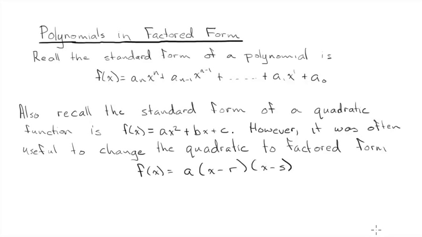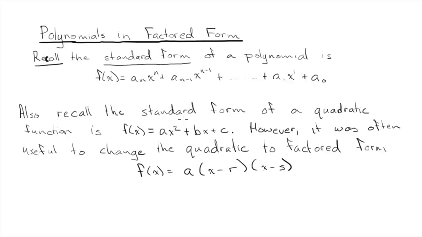In this video we're going to look again at polynomials, but we're going to look at polynomials in what we call factored form. Recall, the standard form of a polynomial looks like this: a_n x^n, plus a bunch of other terms depending on the size of the polynomial. So that's what we call the standard form.